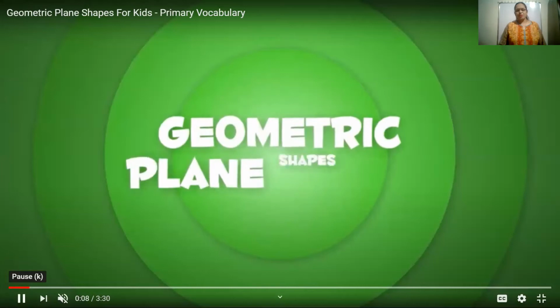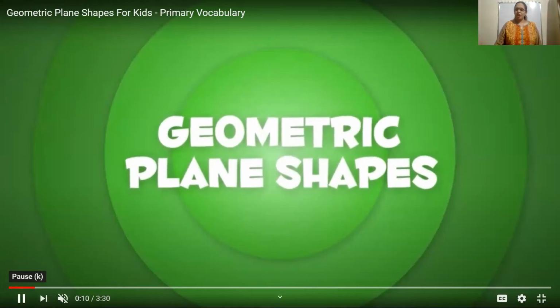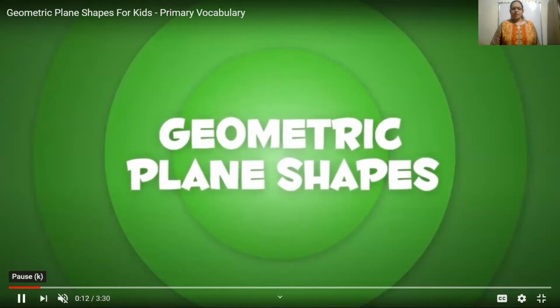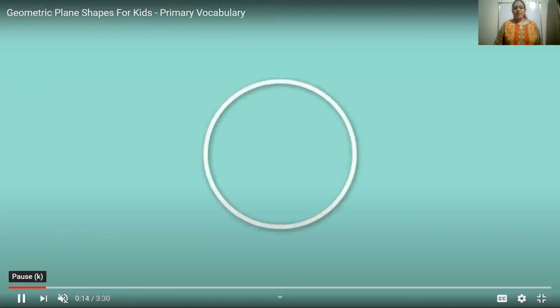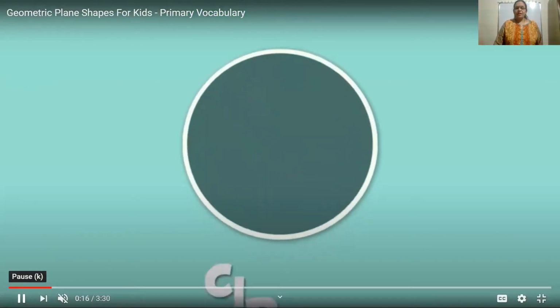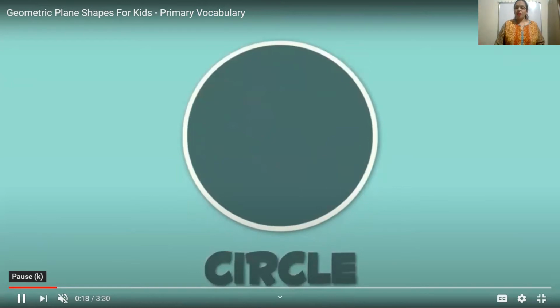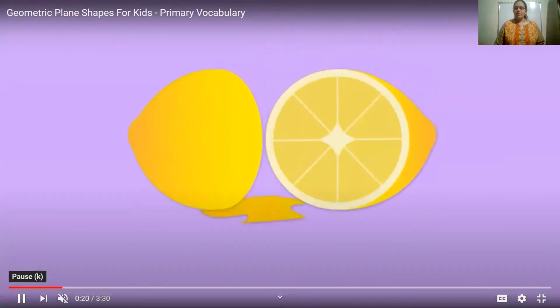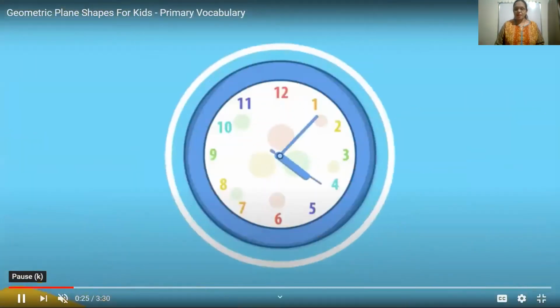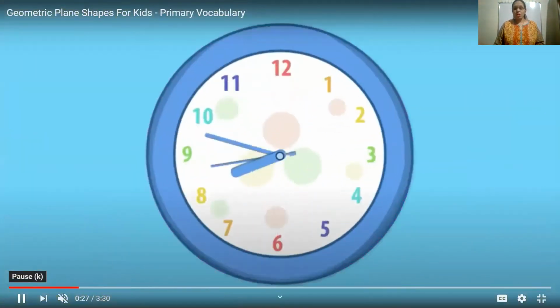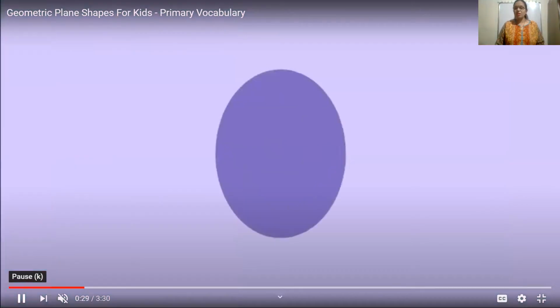Hello kids, our today's topic is geometric plane shapes, right? So let's begin. First shape is circle. Circle is round. When you cut a lemon into two halves, it becomes a circle. Your round clock, that is wall clock, is also a circle.